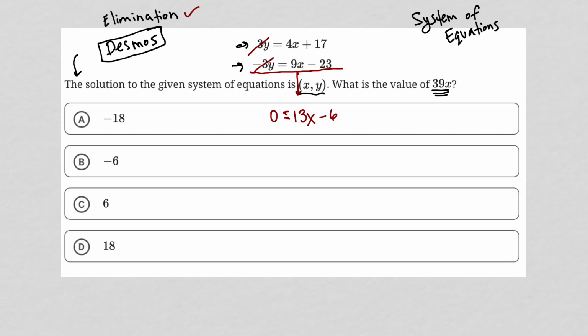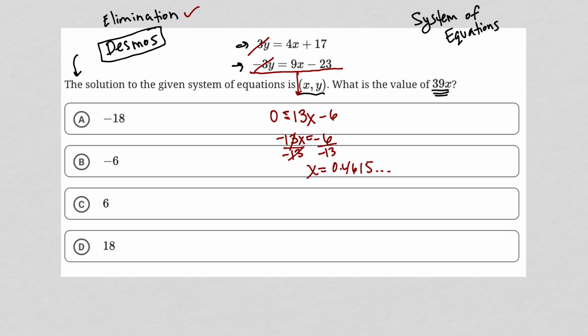We can subtract 13x from both sides to get negative 13x equals negative 6. Divide both sides by negative 13. And we'd have an x value that is equal to 6 divided by 13, or negative 6 divided by negative 13. But negative divided by negative is a positive. And we have x is equal to 0.4615, and it keeps on going from there.